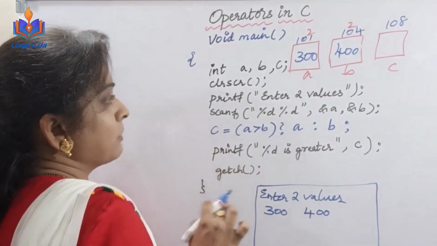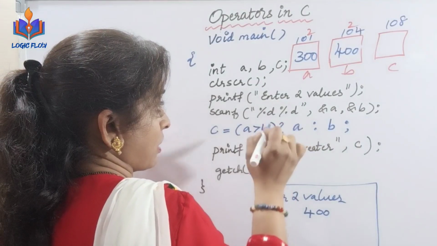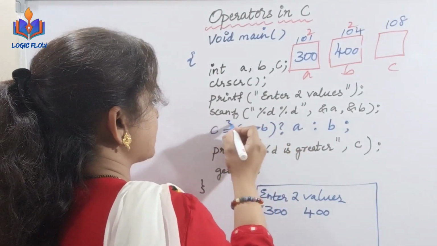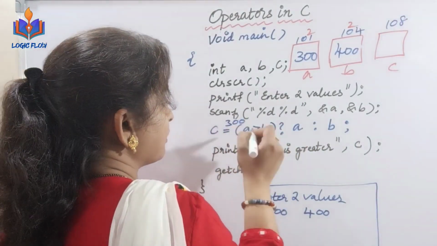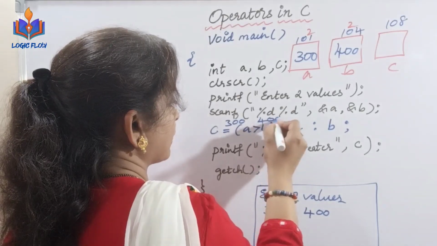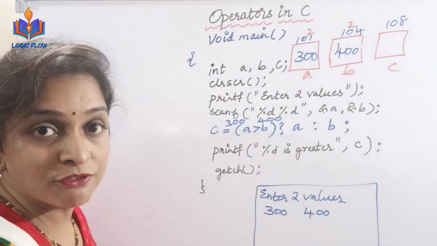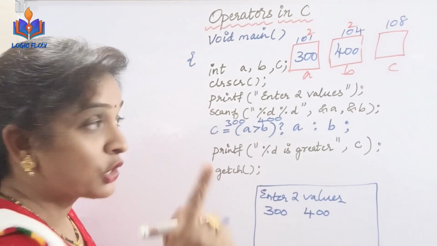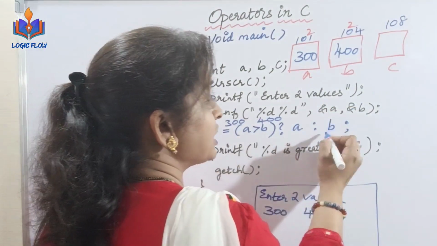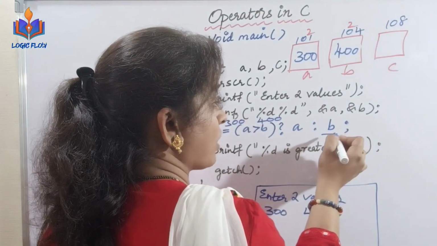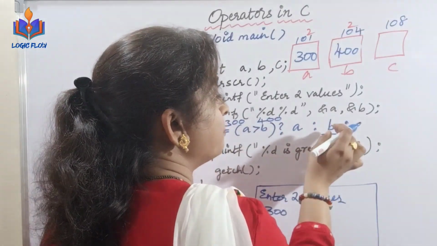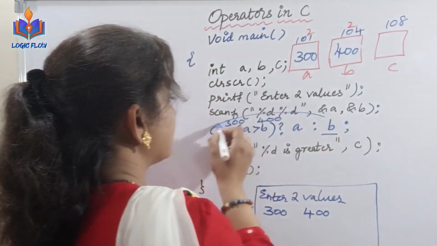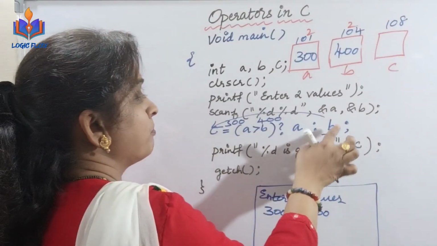a greater than b, check the condition. Question mark. Is 300 greater than 400? No. The condition evaluates as false, so it has to go to the false block. In the false block it says copy the value of b to c, the value of b to c.